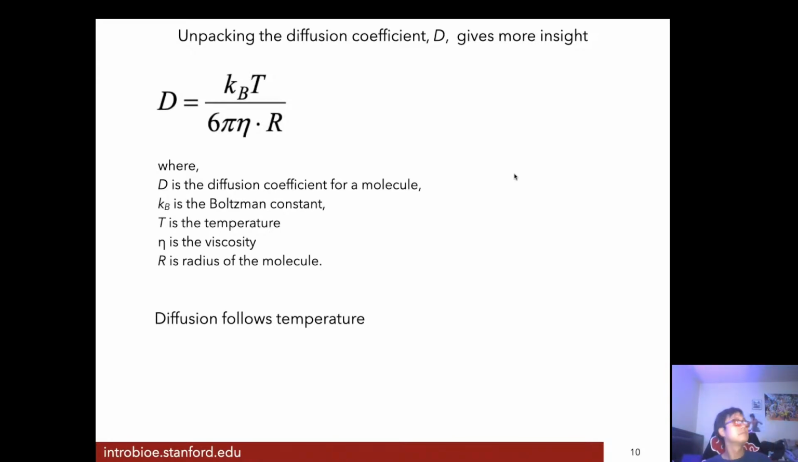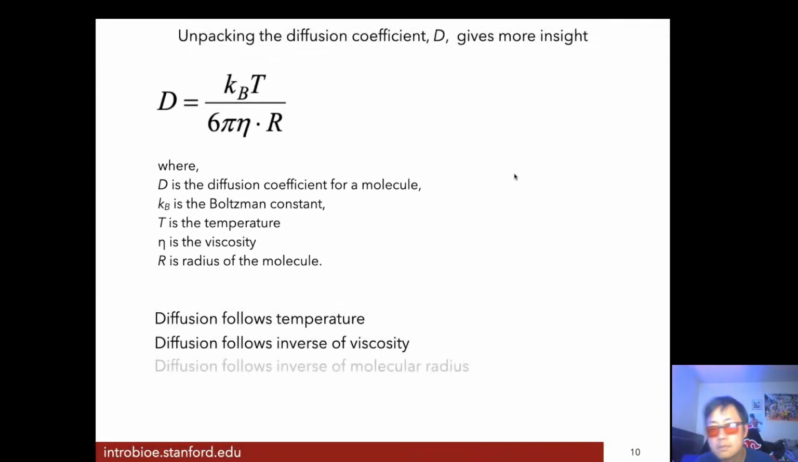So it's going to be static, right? It's going to be frozen. Although technically frozen is a little bit, okay, you get the idea. Diffusion follows the inverse of viscosity, so if viscosity goes up, because it's in the denominator again, diffusion is going to go down and vice versa. And diffusion also follows the inverse of molecular radius. The molecule gets bigger, diffusion is going to get slower.